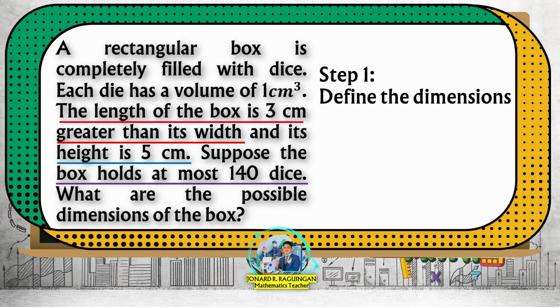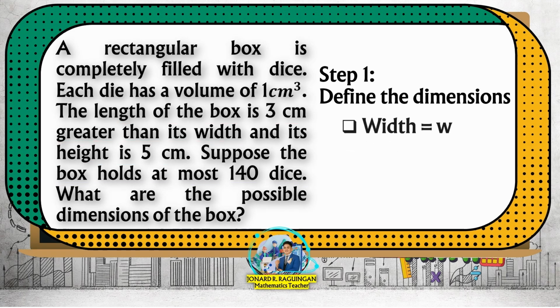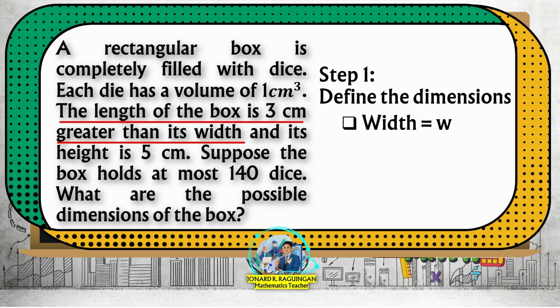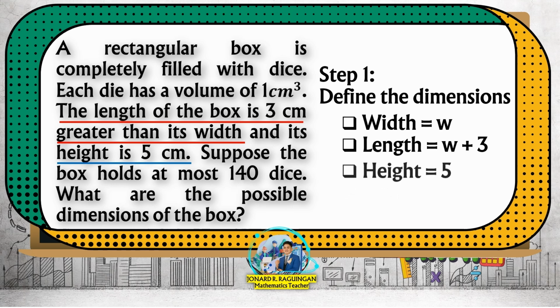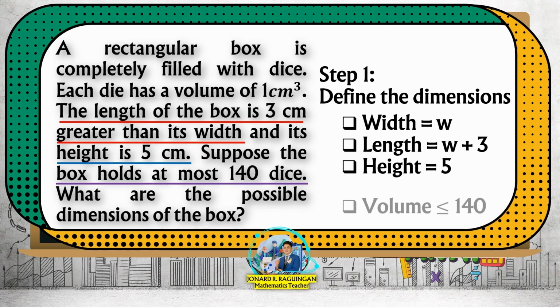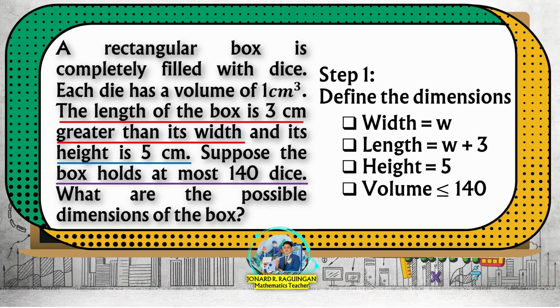Step 1. Define the dimensions. Let's begin by assigning variables to the dimensions of the box. Let the width of the box be denoted as W. We know that the length of the box is 3 centimeters more than the width, so we can express the length as W plus 3. The height of the box is already given to be 5 centimeters. And the volume of the box holds at most 140 dice.